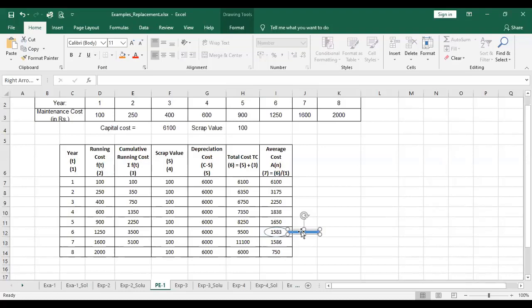Okay. So is there any doubt within this example? Is there any doubt in this example? Otherwise we are going to start the next example. I hope that everyone is getting the same answer, that after 6th year the machine must be replaced, or machine should be replaced.